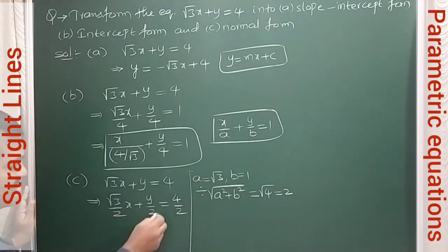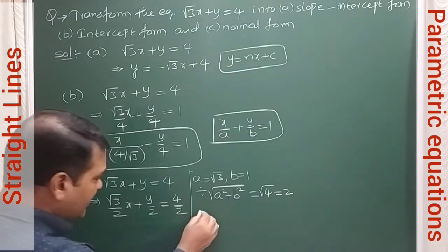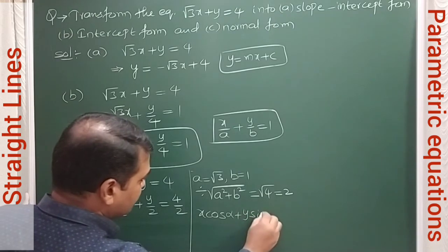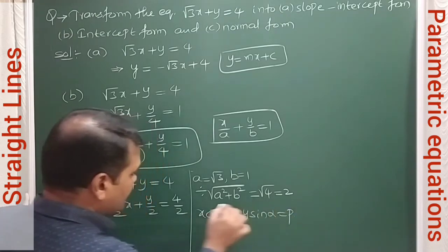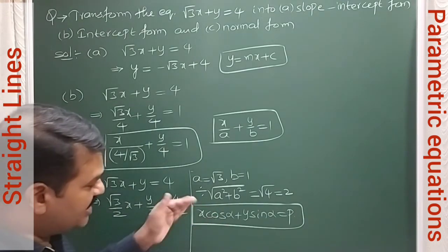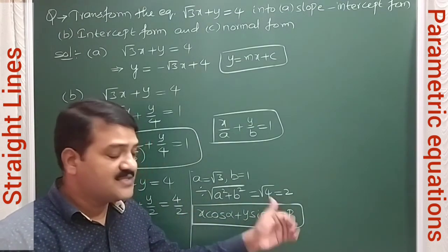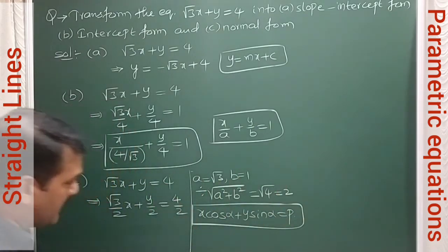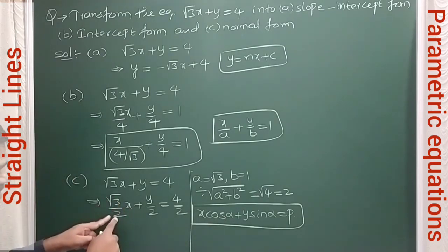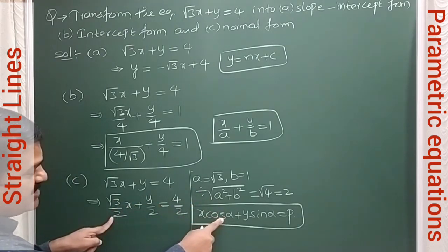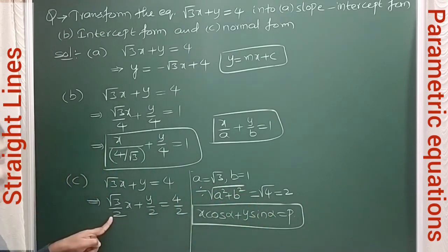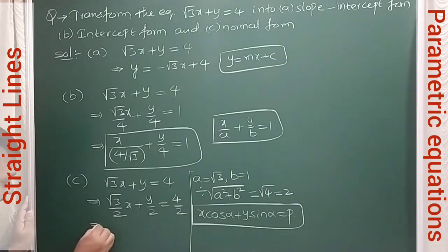So after division with under root a square plus b square is over, normal form of the straight line is actually this one. Okay. So alpha is the inclination of the perpendicular drawn from origin to the line, and p is the perpendicular distance from origin to the line. So therefore this is the normal form, no? So whatever x coefficient is there, that will be cos alpha. Whatever y coefficient is there, that will be sin alpha. Okay. So I will write like this.